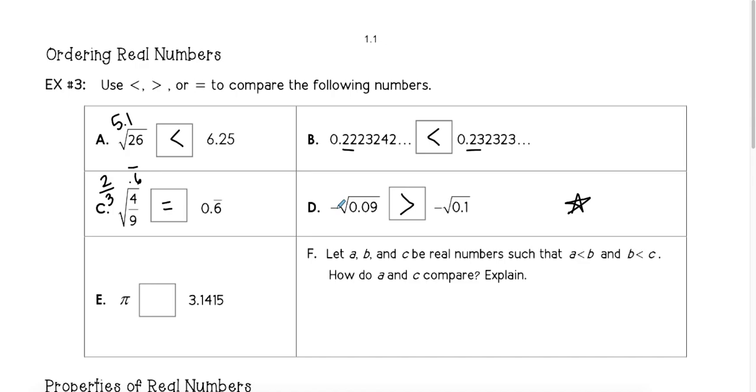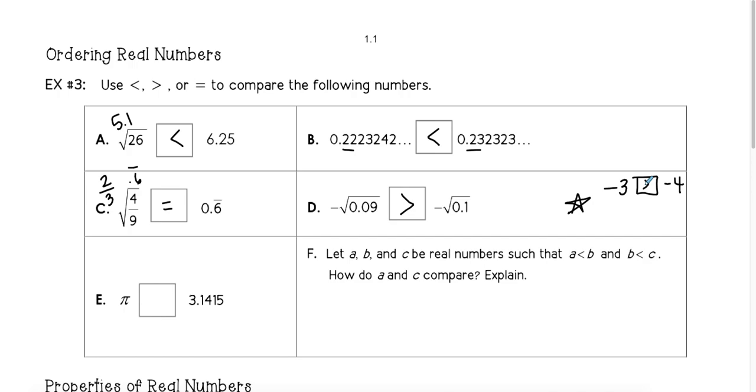So again, another example, like negative 3 to negative 4. Negative 3 is actually bigger because if you owe someone $3 versus $4, you're in less debt with $3.